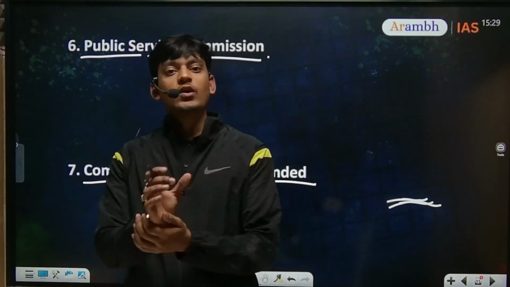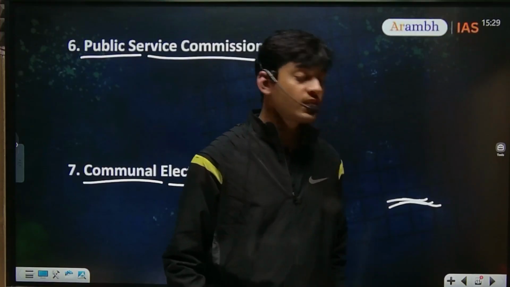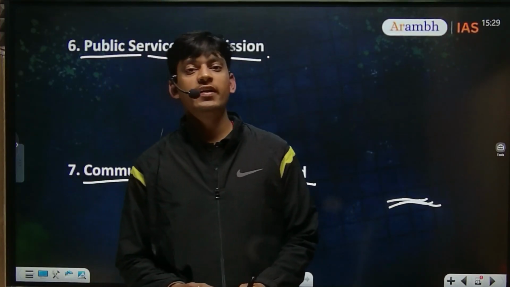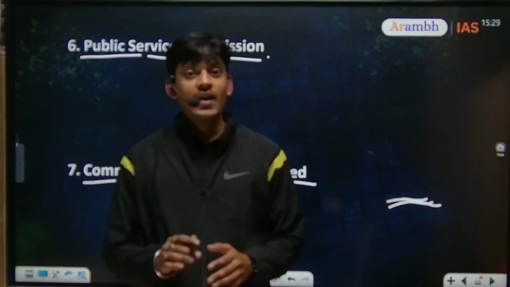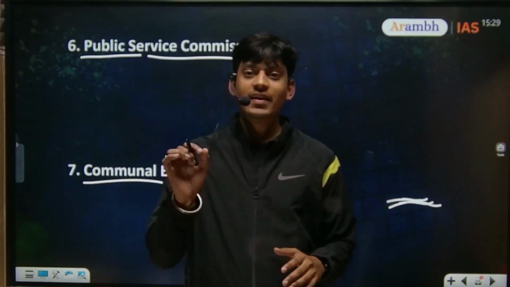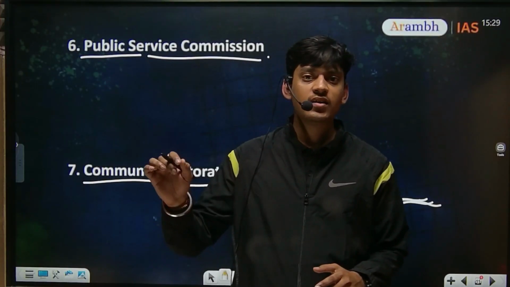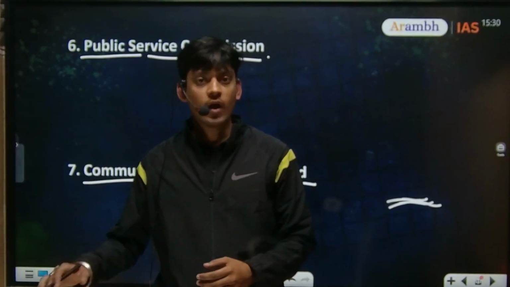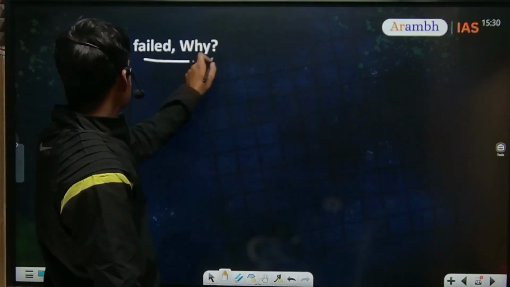Now, let's talk about how the act worked in practice. In 1921, elections were held. Congress boycotted them due to the Jallianwala Bagh massacre in 1919 and the Rowlatt Act. But liberals and moderates participated. Dyarchy was introduced in 8 provinces: Madras, Bombay, Bengal, UP, Punjab, Bihar and Assam. But in reality, Dyarchy failed. Why? Now we will understand why Dyarchy failed.